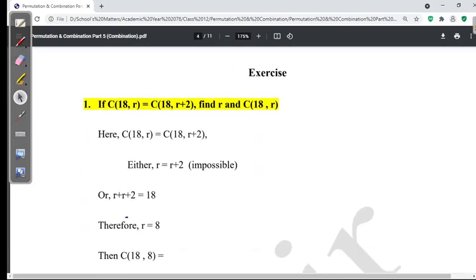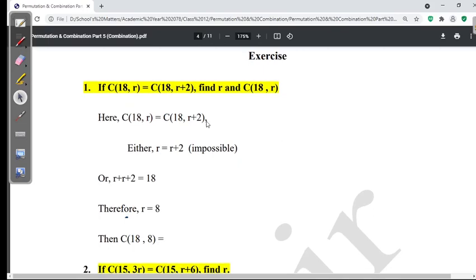Now dear students, I will show you some questions. I will make you clear, and the remaining questions I will solve like the previous way. Okay dear students, first we have a question. The question is, if 18Cr equals 18C(r plus 2), find r and 18Cr. So in this case, dear students, 18Cr equals 18C(r plus 1). Using that condition number 2, we have to equate r equal to r plus 1.